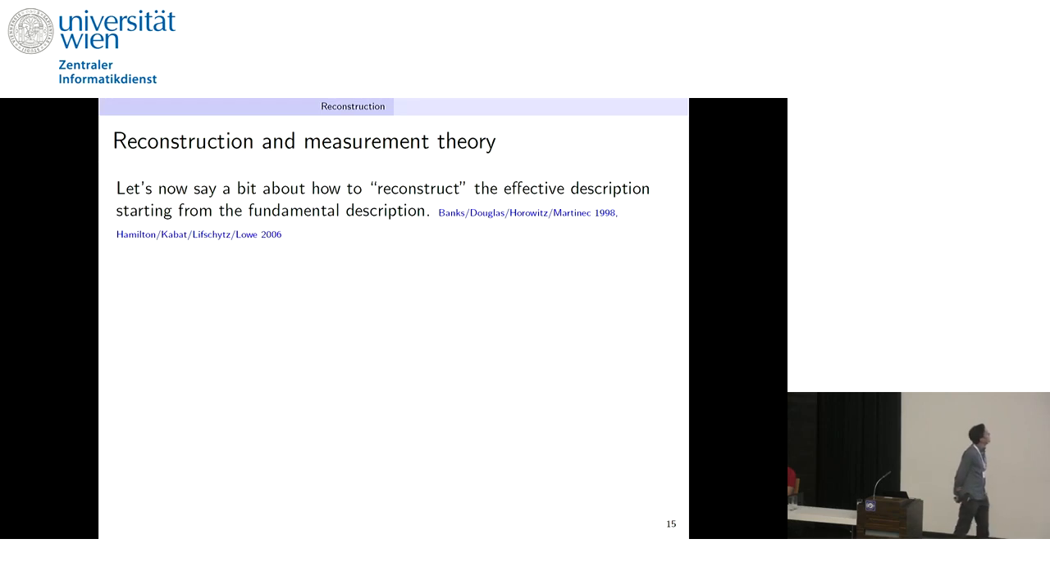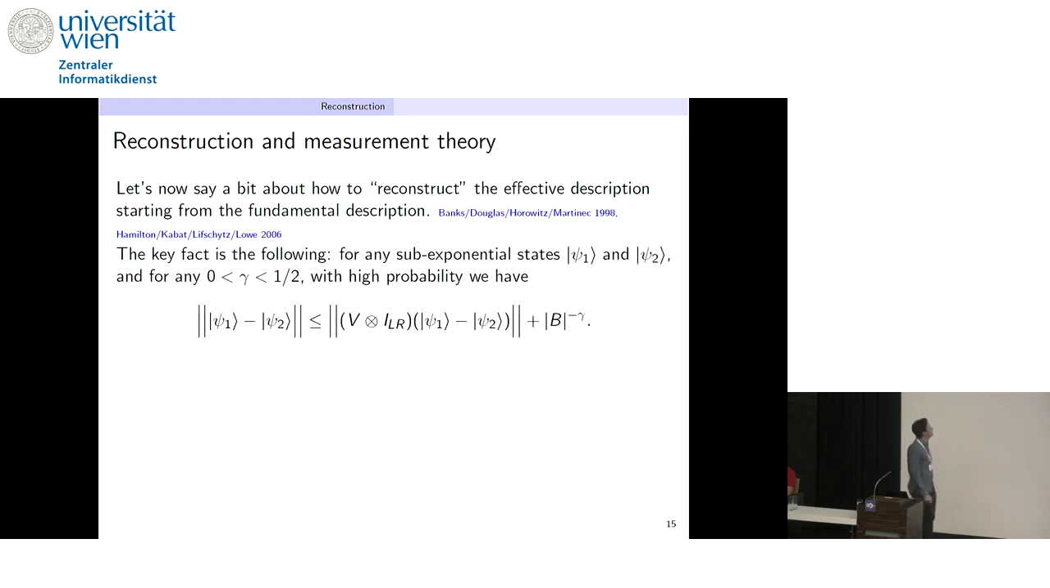Let's now say a bit about how to reconstruct the effective description, starting from the fundamental description. This is an old problem, going back to these papers. The key idea is the following. For any sub-exponential states psi1 and psi2 in the effective description, and any gamma in this range, with high probability, the Hilbert space norm of the difference of these two states is upper bounded by the Hilbert space norm of their encoded versions plus something that's exponentially small.